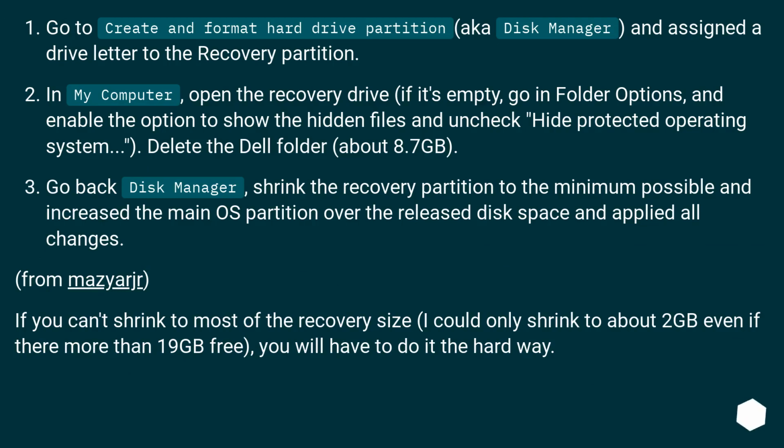Go to Create and Format Hard Disk Partitions, aka Disk Manager, and assign a drive letter to the recovery partition. In My Computer, open the recovery drive. If it's empty, go in Folder Options and enable the option to show hidden files, and uncheck Hide Protected Operating System files. Delete the Dell folder, about 8.7 GB. Go back to Disk Manager, shrink the recovery partition to the minimum possible, and increase the main OS partition over the released disk space, and apply all changes.